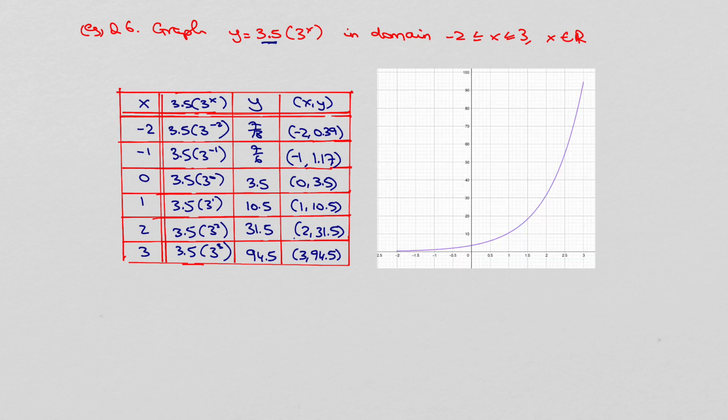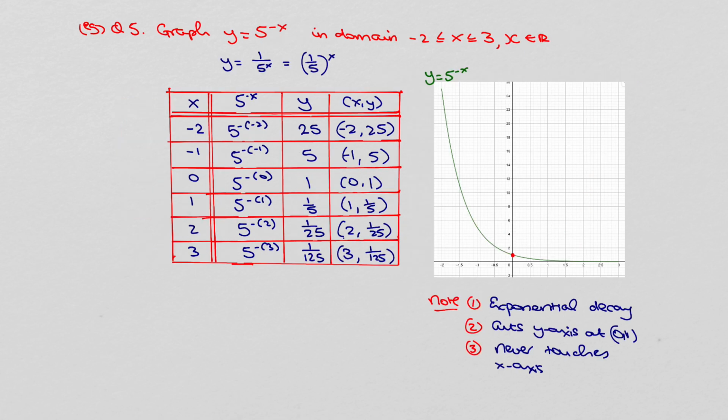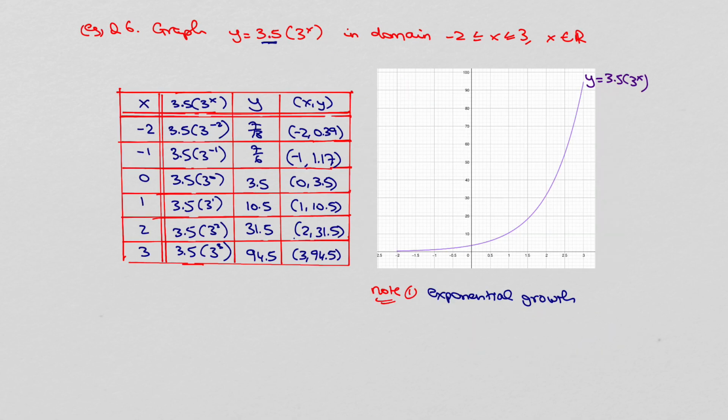And again, we see we have an exponential growth curve. So just label this function, so that's y is equal to 3.5 times 3 to the power of x. I was making sure we label it. And we say note, so again, exponential growth, and that's because it was 3 to the power of x. A whole number raised to the power of x is going to exponentially grow, as opposed to the previous one, which was a fraction raised to a power, which is going to exponentially decay.